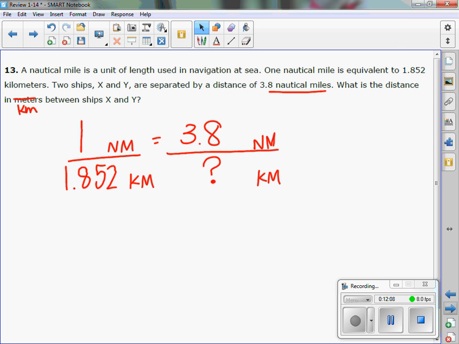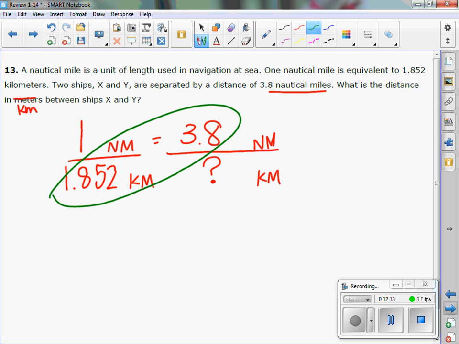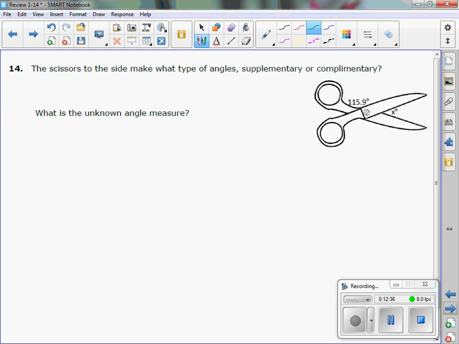Like a proportion set up, we would cross multiply 3.8 times 1.852, and when you do that, you get 7.1302 kilometers. You will not have a calculator on your test, so make sure that you feel very comfortable multiplying multi-digit numbers.